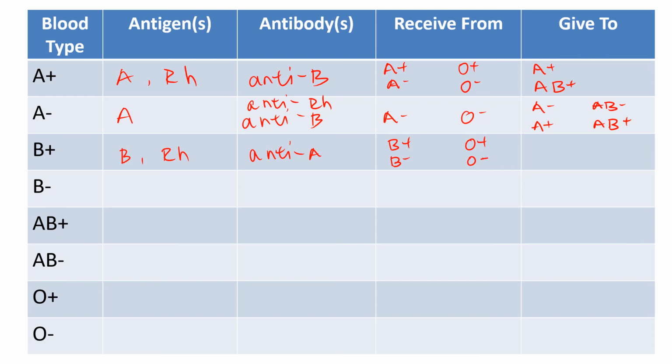All right, so B positive is ready to donate blood. They can give it only to B positive and AB positive. So you're probably getting the routine by now.